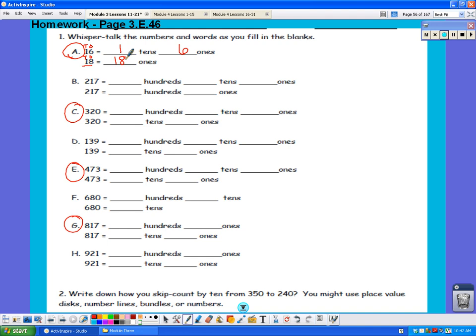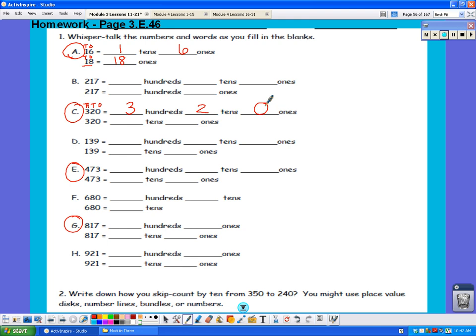Let's move down to letter C. I'm going to label my number, hundreds, tens, ones, and I'm going to read 320 equals blank hundreds, blank tens, blank ones. It has 3 hundreds, it has 2 tens, and it has 0 ones. I'm just going to leave this spot blank, or you can fill it with a 0 ones.